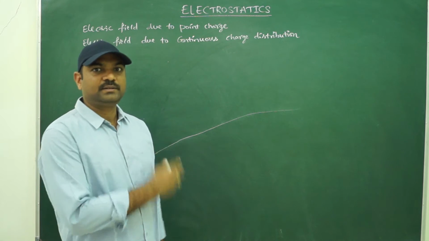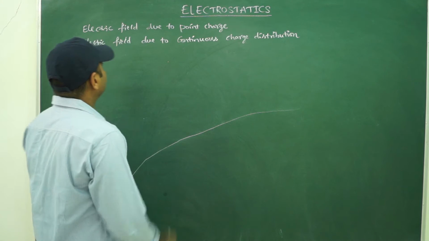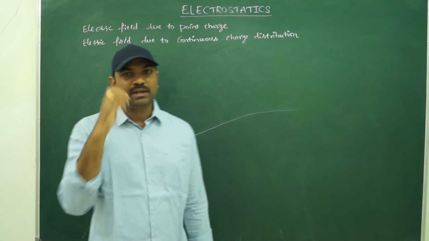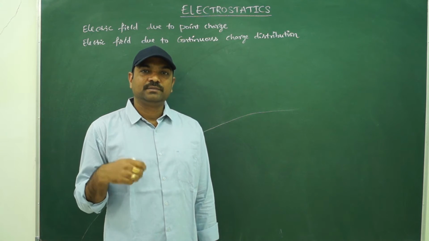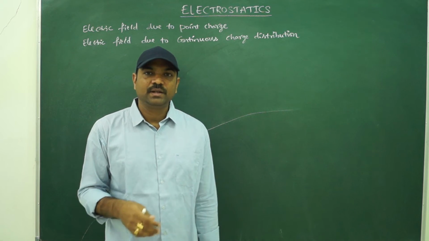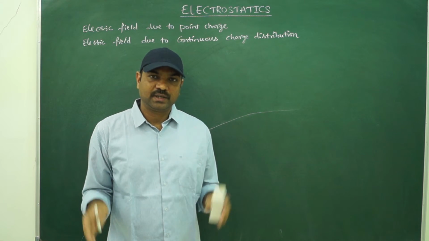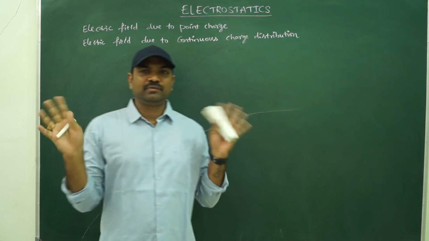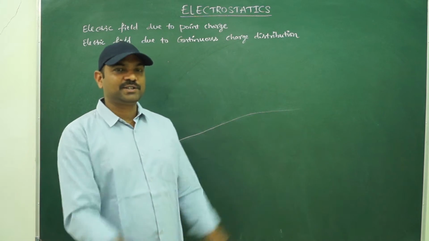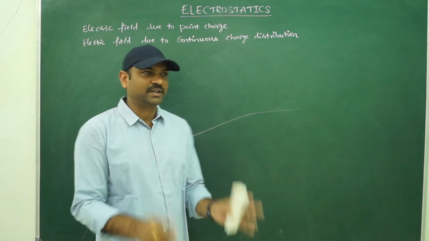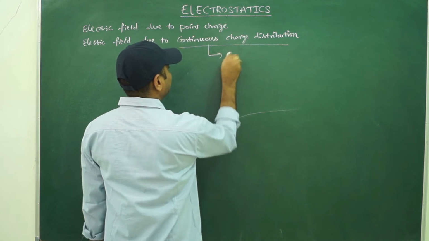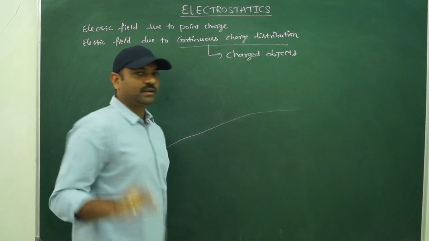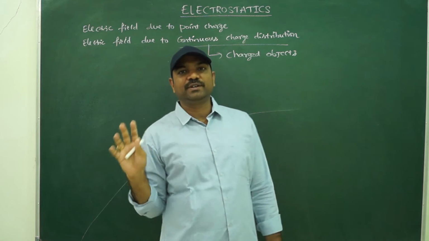Now we start. Let's get into the video with electric field due to point charges. If I have one point charge, what is the electric field around it? What is the electric field magnitude? Those things we are going to see. Along with the electric field due to a charge, we are going to see the electric field due to continuous charge distribution. Don't worry about this big word. It is simple: continuous charge distribution means charged objects. So these are the two things we are going to see in this video.